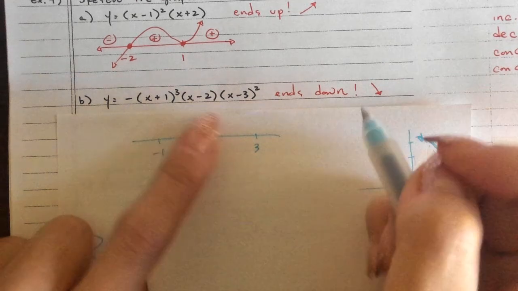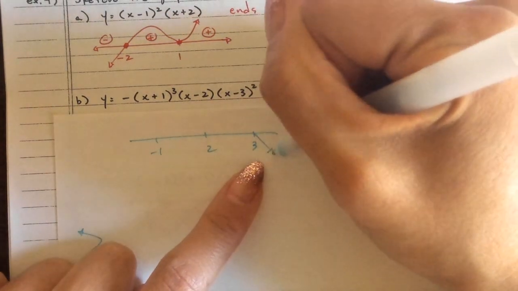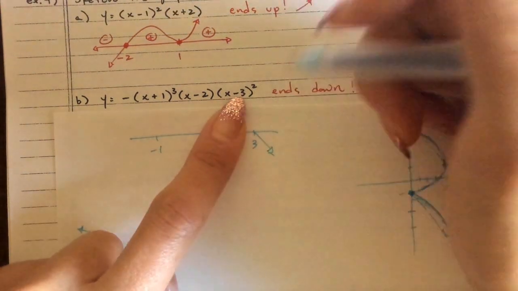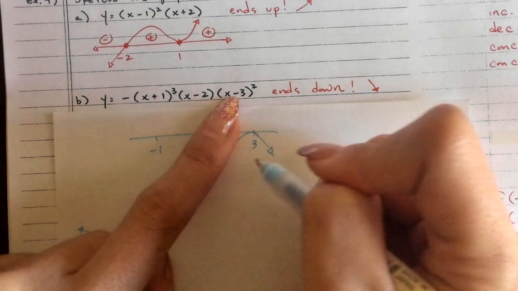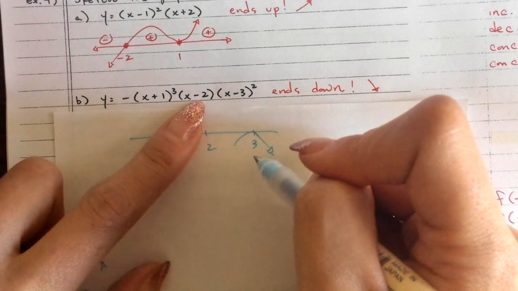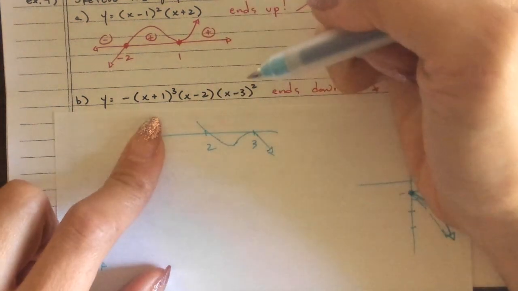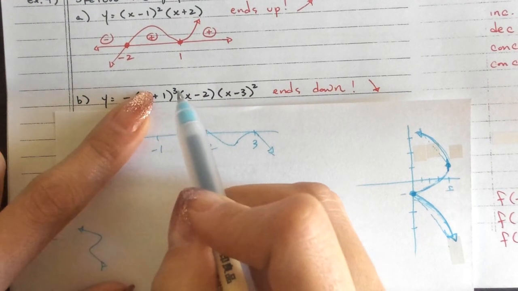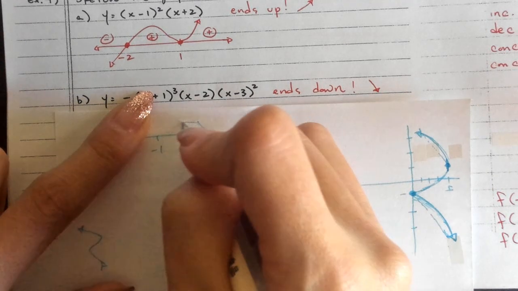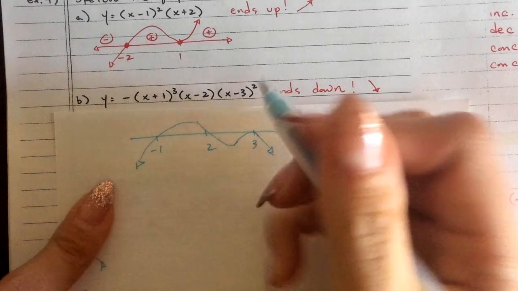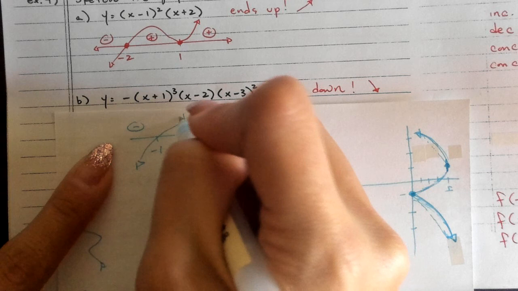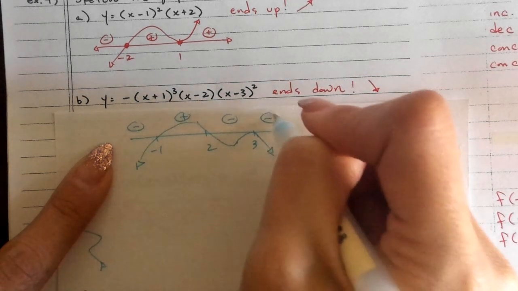Okay, this ends down. I'm going to go like this. And then at 3, what happens? Oh, it touches because that's even. And then at 2, what happens? 2 crosses because it's odd. It's a 1 power. And then at -1, what happens? That's odd, so it crosses. And then I should have a negative and a positive and a negative and a negative.